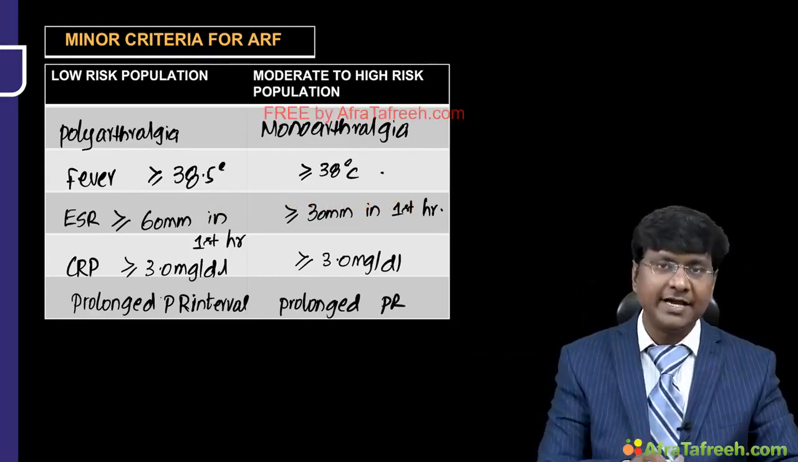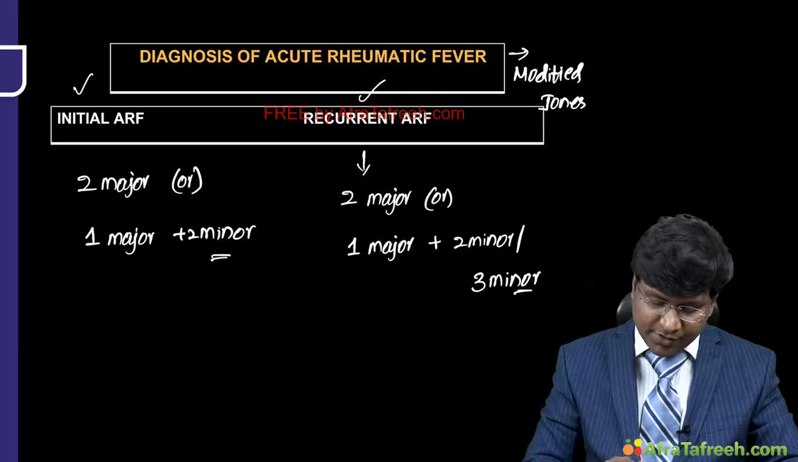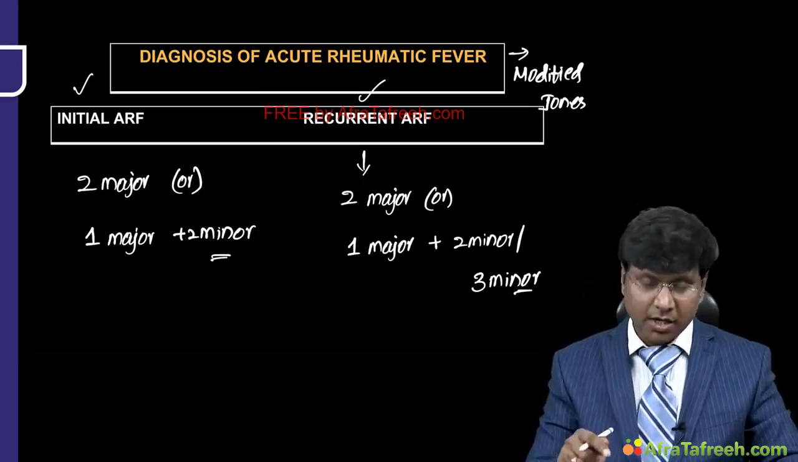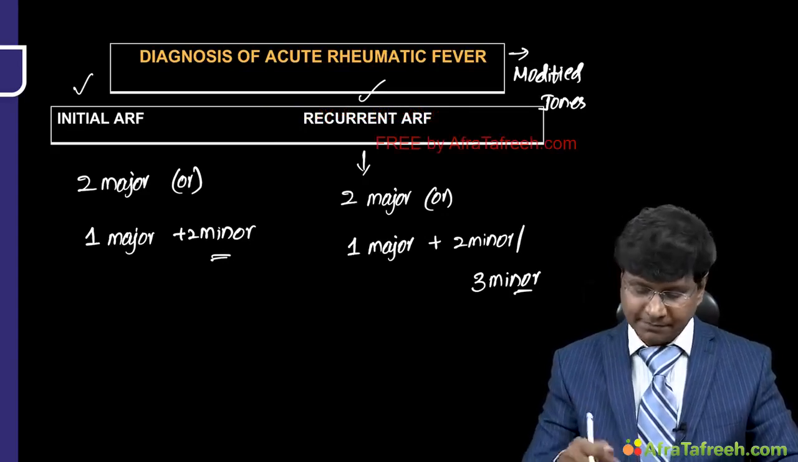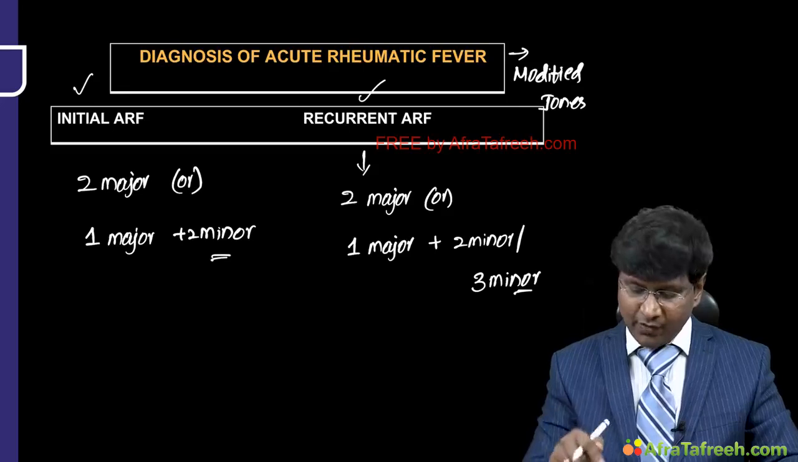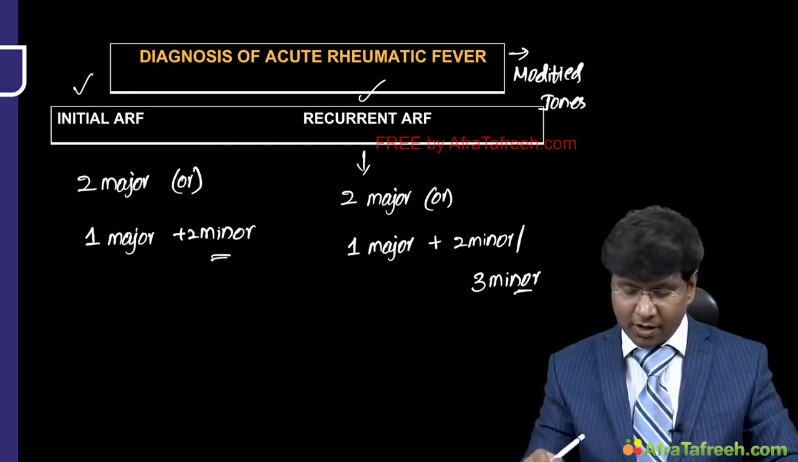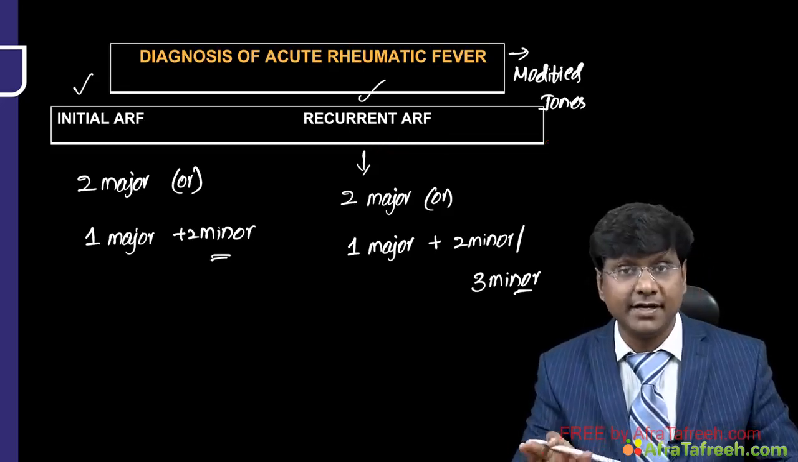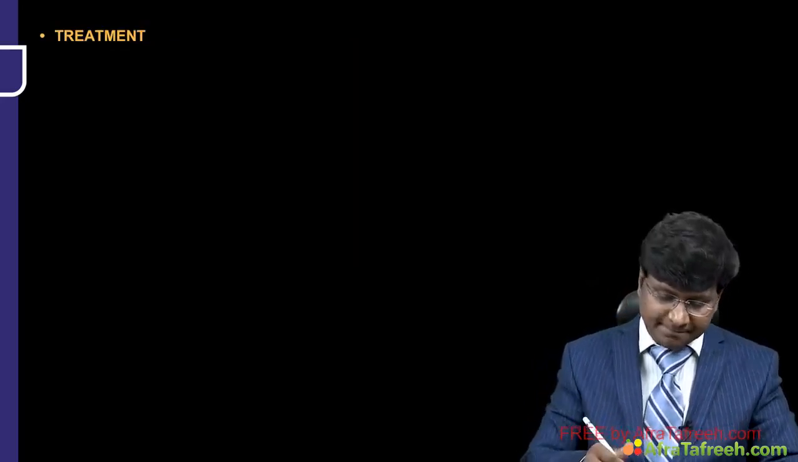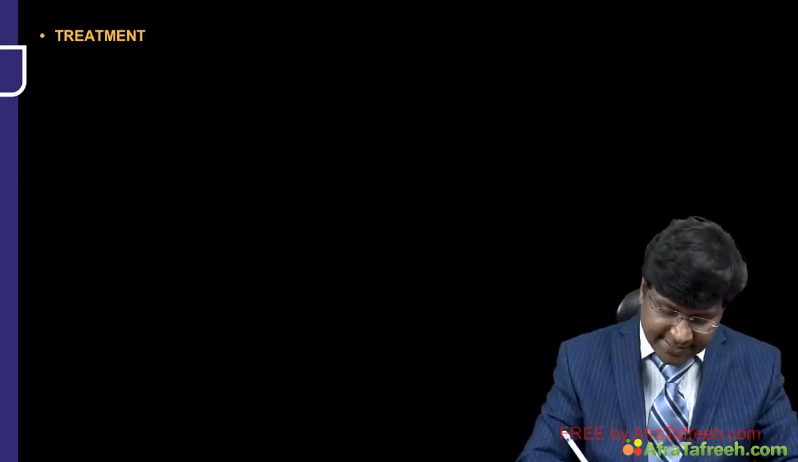Now, all these minor and major criteria, right? For initial acute rheumatic fever, there should be 2 major or 1 major plus 2 minor. For recurrent acute rheumatic fever, 2 major or 1 major plus 2 minor or 3 minor manifestations. That is for recurrent acute rheumatic fever. Now, after having discussed the modified Jones criteria, let us discuss the treatment for rheumatic fever.